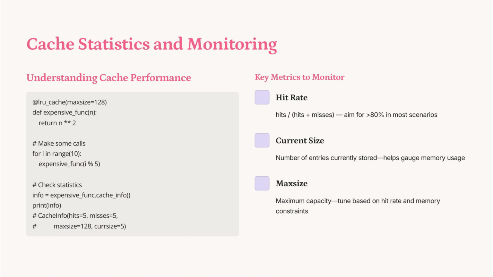Key metrics include hit rate, calculated as hits divided by total requests, aiming for over 80%. Current size indicates entries stored, helping manage memory usage. Max size defines capacity, which should be tuned based on hit rate and memory constraints. These metrics ensure efficient cache utilization and system performance.